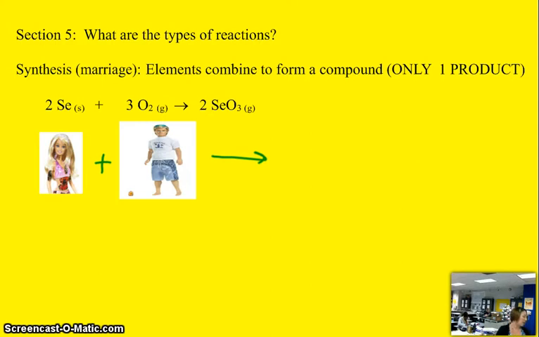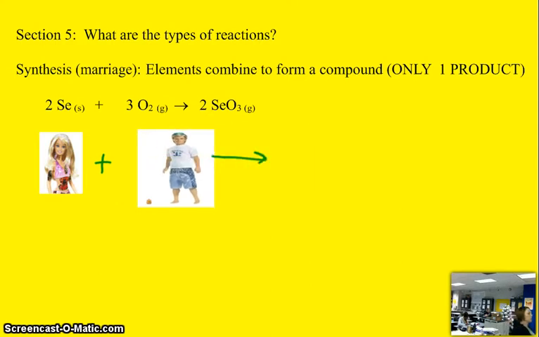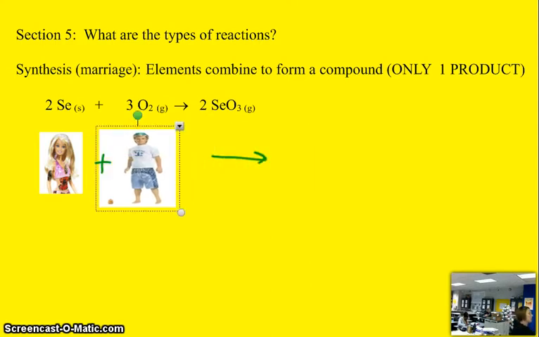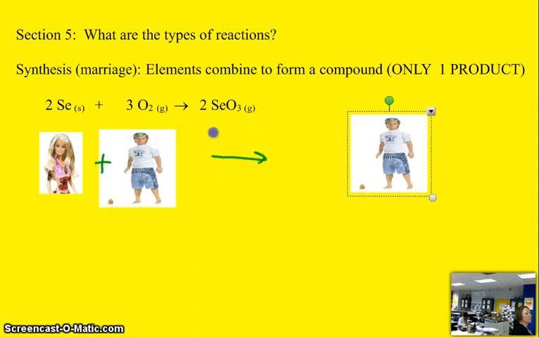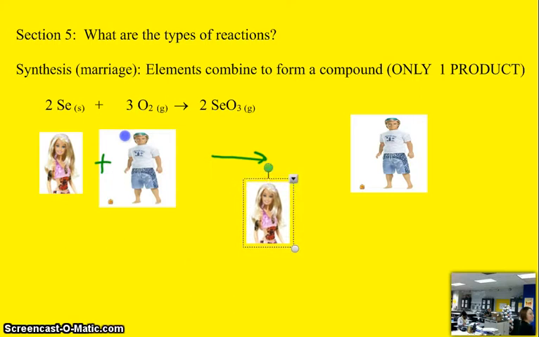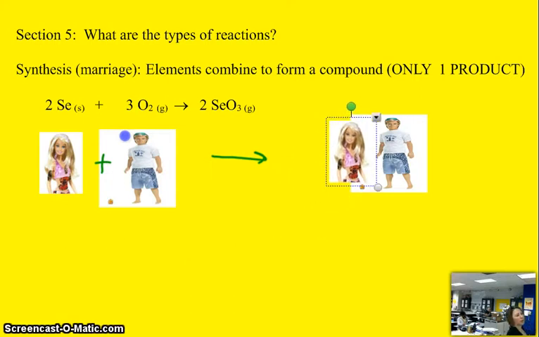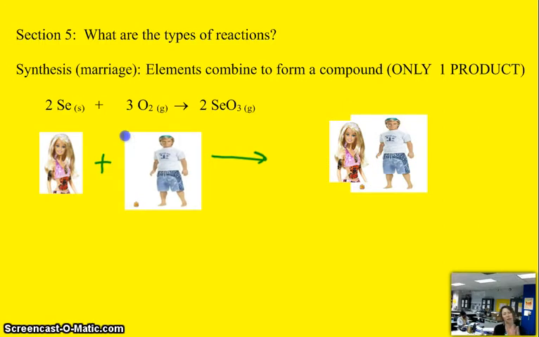So what ends up happening after the reaction is you have Barbie and Ken that are now one unit and they're married together. Okay, so call them the dolls. So on the left side of the arrow, they're separate and they come together, they get married to make one unit or one compound. Okay, the dolls.